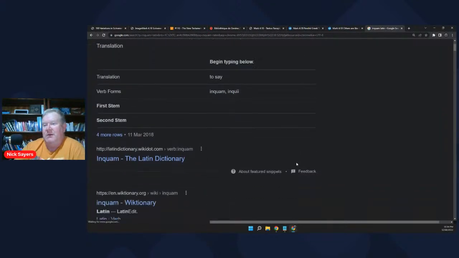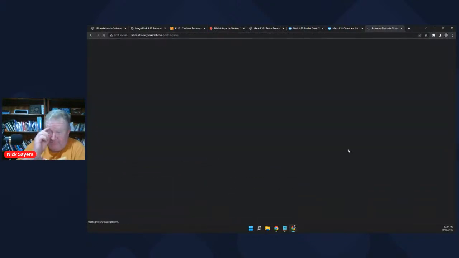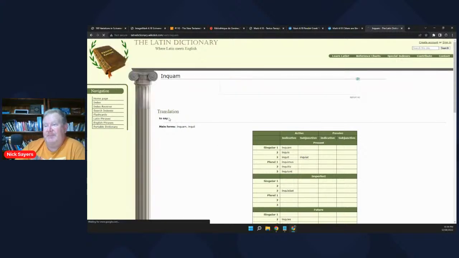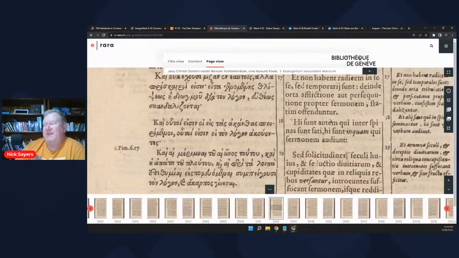Latin dictionary. It's really showing that it just means "to say." So it's really nothing to do with these, such as "hi sunt." It's here, "hi sunt" at the beginning, and it's here, "hi sunt" in the middle. These both are representative of "hoti eisin," which we have here and here.